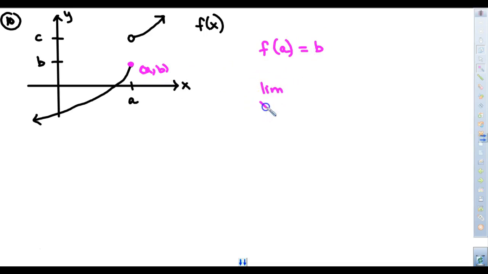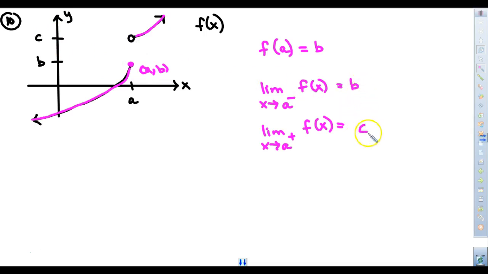Let's check out the limit as x approaches a from the left. So we start at the left. As x approaches a from the left, y gets closer and closer to b. Let's do the right. The limit as x approaches a from the right. As we approach x equals a from the right, y is approaching c.